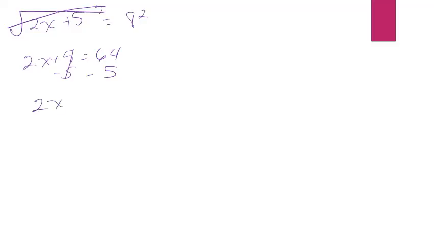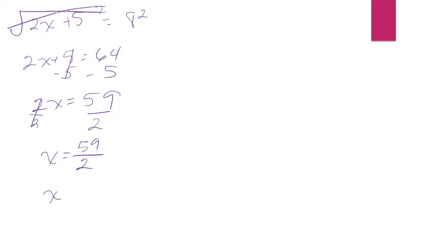Let's do the square root of 2x plus 5 equals 8. There's nothing we can do to isolate at this point, so we square both sides. So now we have 2x plus 5 equals 64. We'll subtract our 5. 2x equals 59. Divide by 2. 59 cannot be divided by 2 evenly, so we can just go ahead and leave it in radical form.